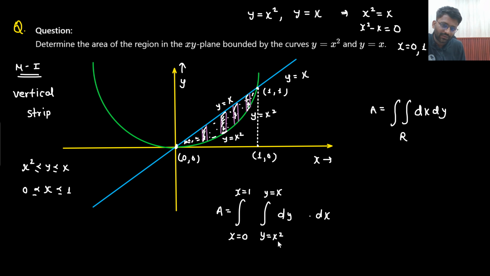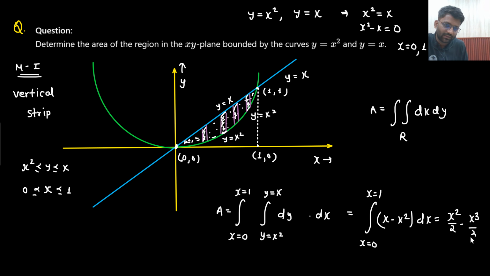So when you solve this dy, what answer will you get? X going from 0 to 1. Integration of dy will be y. Then you need to put the limit, which is x minus x square, dx. So what are you getting? X square by 2 minus x cube by 3, x going from 0 to 1. If you put the limit, 1 by 2 minus 1 by 3, that would be 1 by 6. 1 by 6 unit square would be the answer.